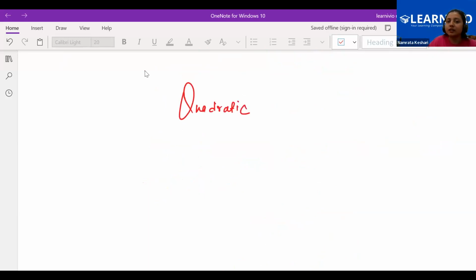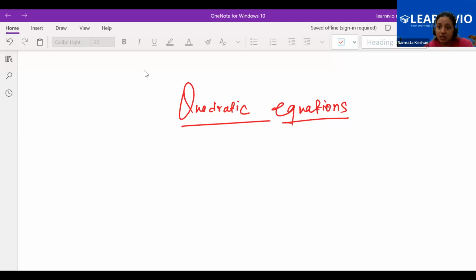We are discussing here quadratic equations. Okay, so just the introduction of this one. You must have heard about quadratic polynomials. So what was the degree of the polynomial when we were calling it quadratic polynomial? What was the degree of that polynomial? 2. Yeah. So when the degree of the polynomial is 2, that's called quadratic polynomials.